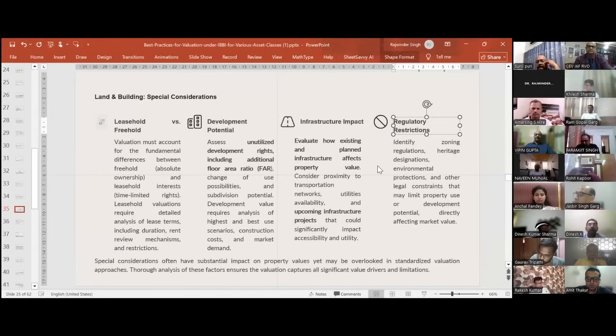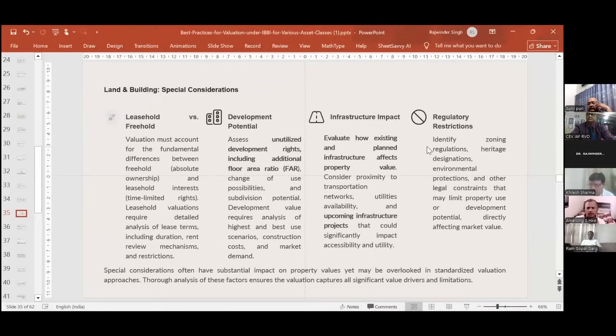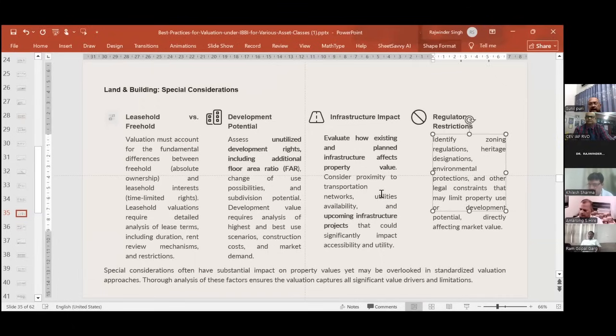So generally, when they ask about the zoning regulation, we write it is in residential zone or commercial zone. But what are the facts we generally do not mention? We generally do not even mention the heritage effect. So you have to identify zoning regulations, heritage designation, environmental protection, and other legal constraints that may limit property use or development potential, which directly affect the market value.